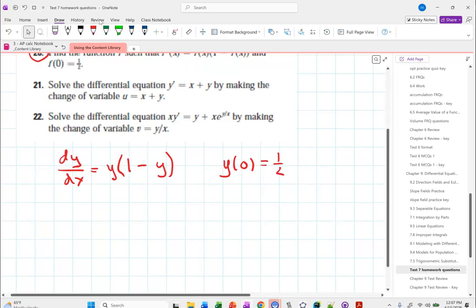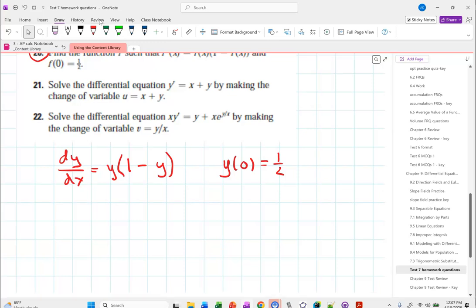To separate this, I need to get the y's and dy's multiplied together on one side and the x's and dx's multiplied together on the other side. So I'm just going to divide both sides by y times y minus 1, or I'm sorry, 1 minus y, and multiply both sides by dx. Everybody's good there?